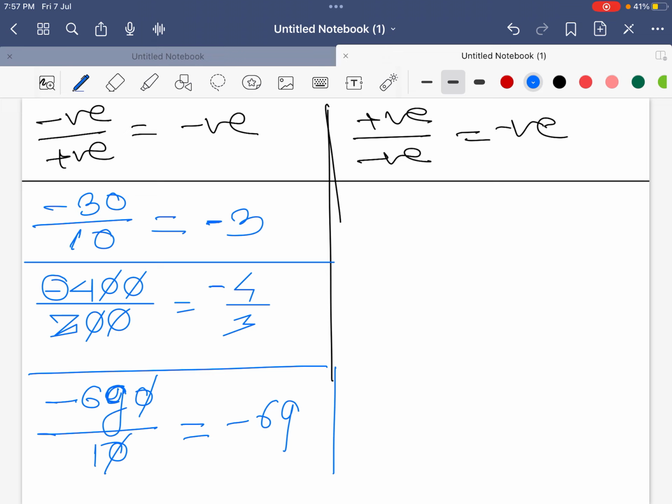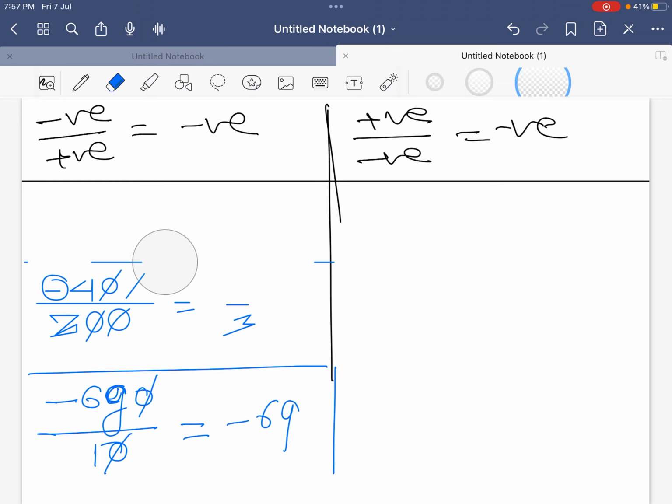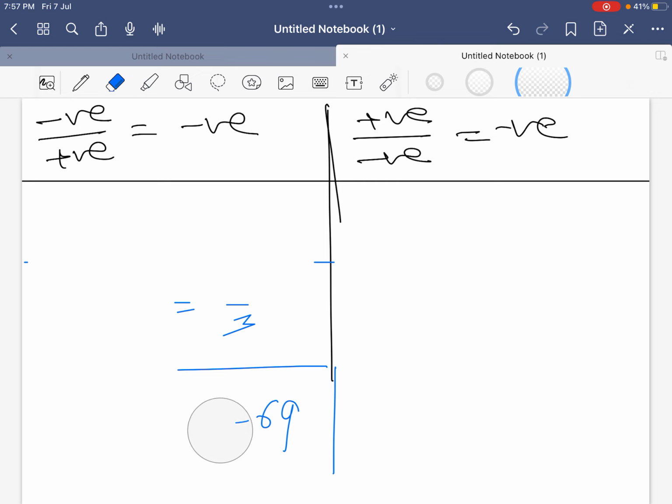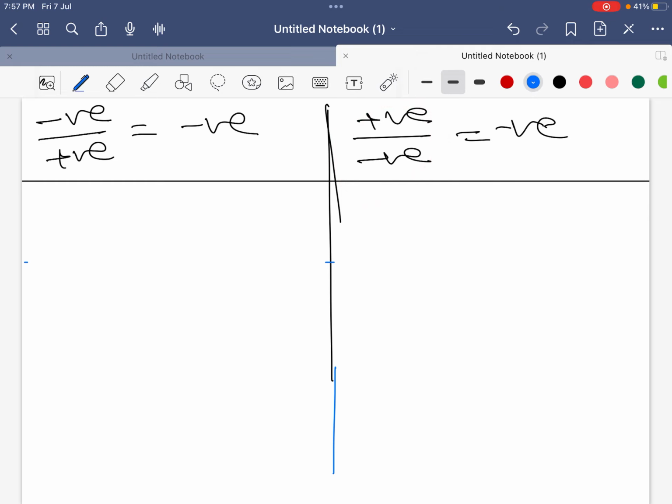Now let's move to the next condition. If the numerator is positive and the denominator is negative, we have to discuss this case. We are talking about this case. So the situation is like that: one number is positive and another number is negative. So let's assume it. Suppose 200 divided by minus of 10.